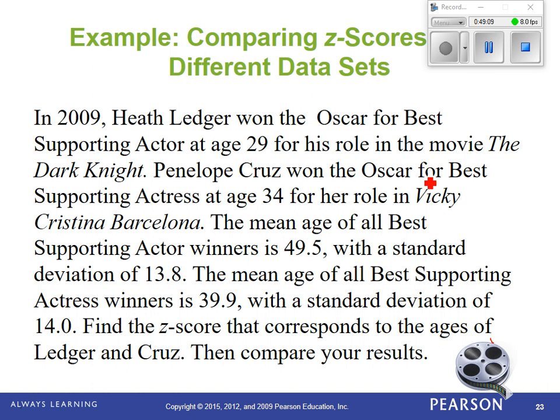In 2009, Heath Ledger won the Oscar for Best Supporting Actor at age 29 for his role in the movie The Dark Knight. Wasn't that the Joker or something? Yeah, then he overdosed. They died right soon after that. Yep. So he won Best Supporting Actor at age 29. Penelope Cruz won the Oscar for Best Supporting Actress at age 34 for her role in Vicky Cristina Barcelona.